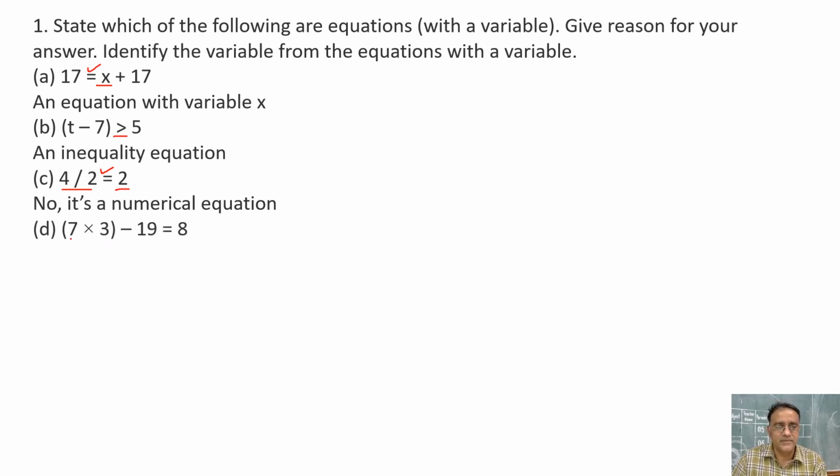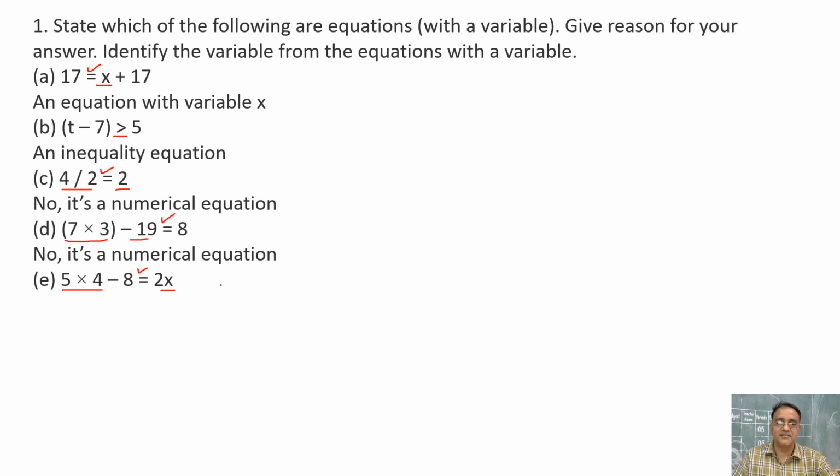Now D. 7 into 9 minus 19 equal to 8. Same answer. No variable. Numerical equation. Yes, very good. Next bit. 5 into 4 minus 8 is equal to 2x. It's an equation with variable x. Very good.